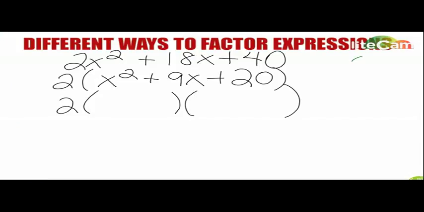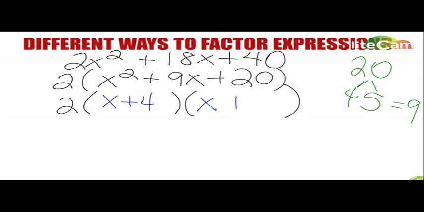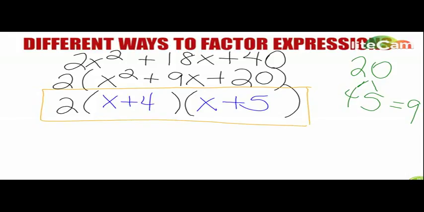So I'm going to set up my two parentheses. Always we're going to set up two sets of parentheses. We're going to look at the 20, and the factors of 20 that will make 9 are 4 and 5. So I have x plus 4 and x plus 5. This is my final answer. Don't let go of the 2 when you're factoring. You have to keep it. Now when we're solving, it'll be a little bit different, but for right now, this is your answer.